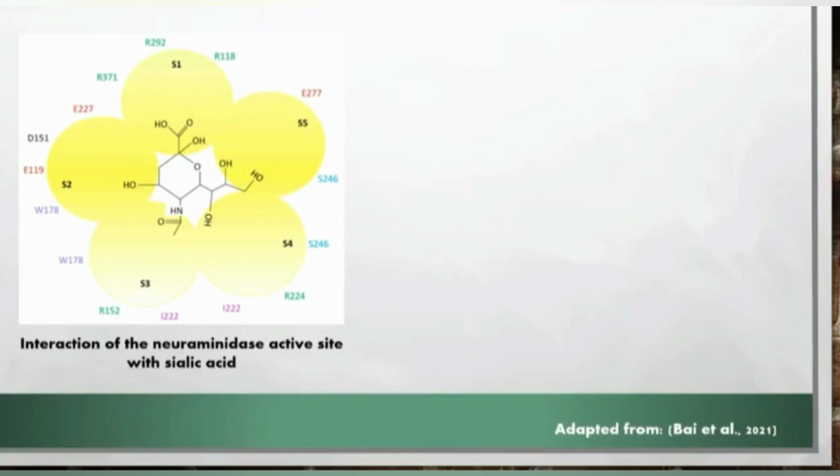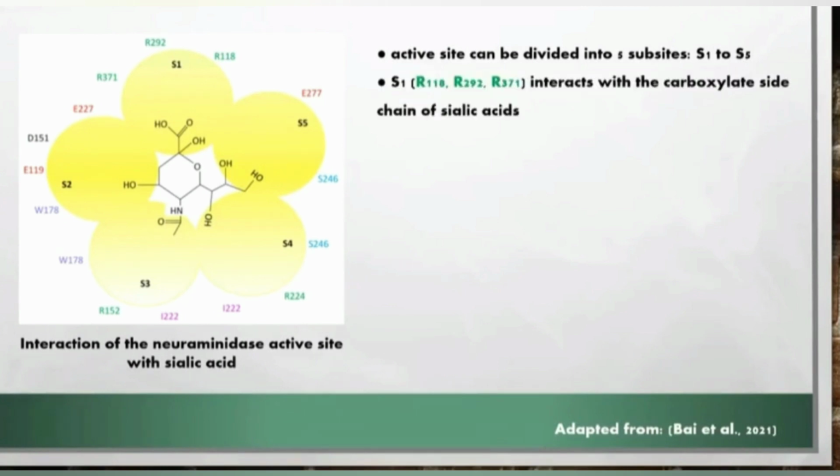This figure shows the interaction of the neuraminidase active site with sialic acid in the absence of neuraminidase inhibitors. The active site can be divided into 5 subsites, namely S1 to S5. S1, which is made up of arginine 118, 292, and 371, is able to interact with the carboxylate side chain of sialic acid.